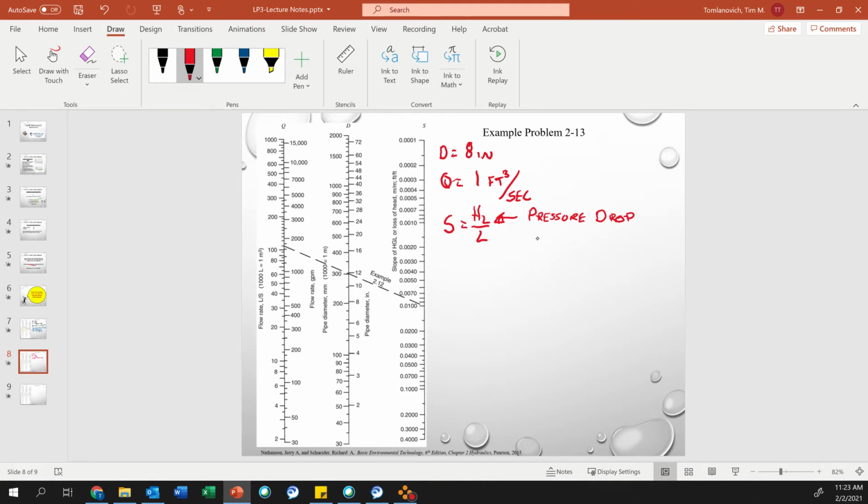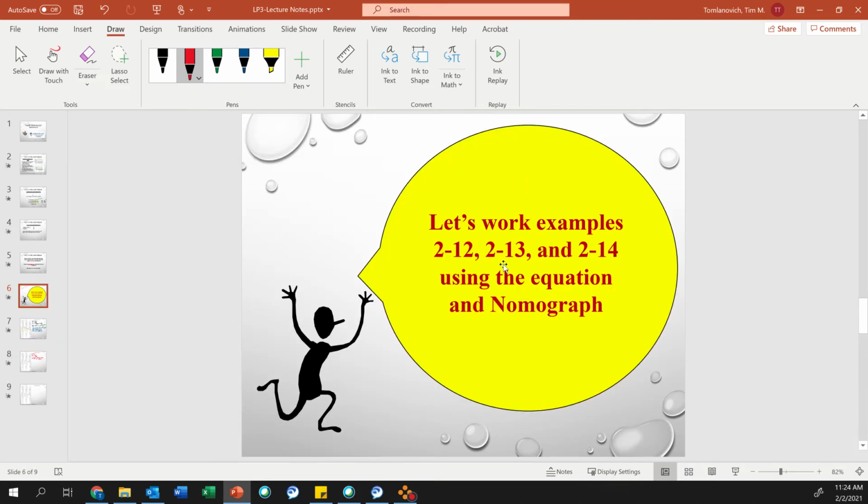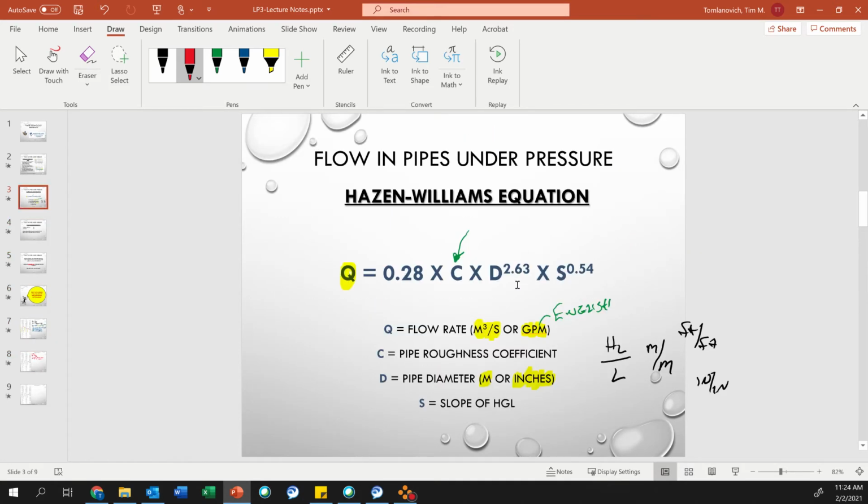So we know L is per 1 mile, and that is how many feet per mile? 5,280 feet. So we need to calculate that. All right, so we could rearrange this equation to find S, couldn't we? Doing algebra. We know Q. Q needs to be in gallons per minute. We know C. We know D. So we could do algebra, rearrange this equation to find S.